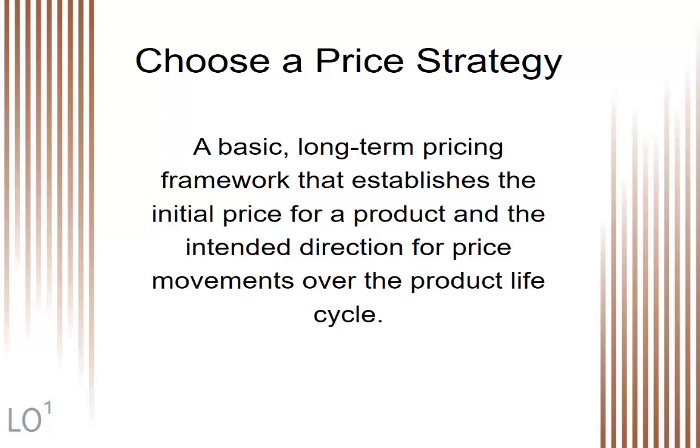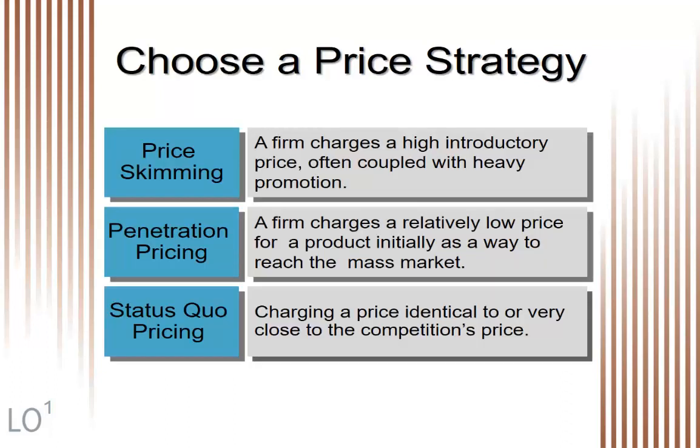So, choosing a pricing strategy is a basic, long-term pricing framework that establishes the initial price for the product and the intended direction for the price movements over the product life cycle. Companies that plan for creating a pricing strategy can select from 3 basic approaches. First is price skimming. A firm charges a high introductory price, often coupled with a heavy promotion. Second is penetration pricing. A firm charges a relatively low price for the product initially as a way to reach the mass market. The last, status quo pricing, is charging a price identical to or very close to the competition's price.